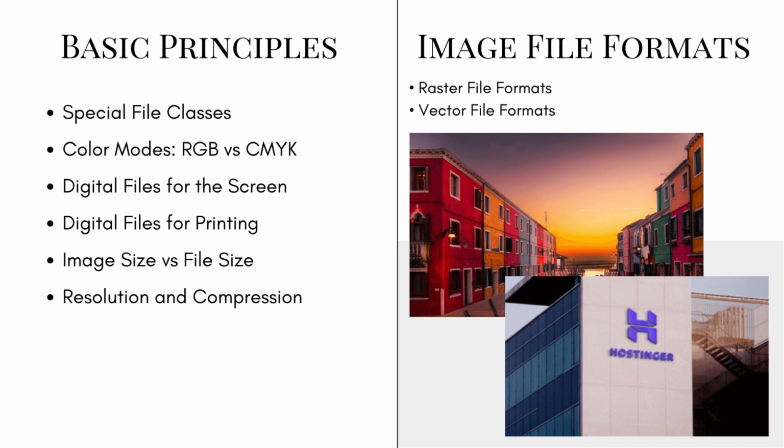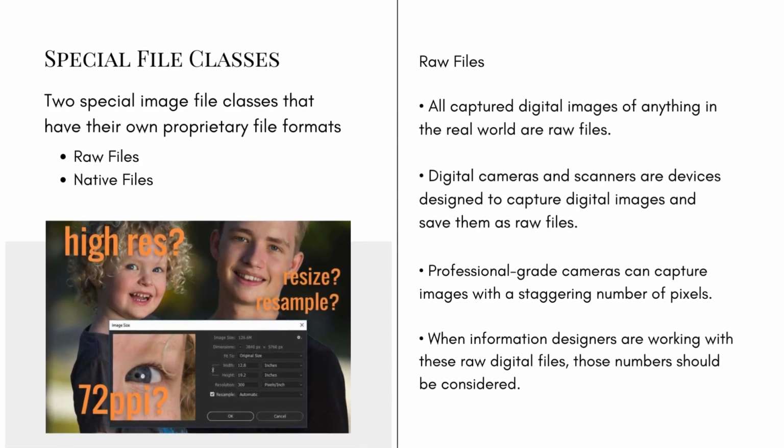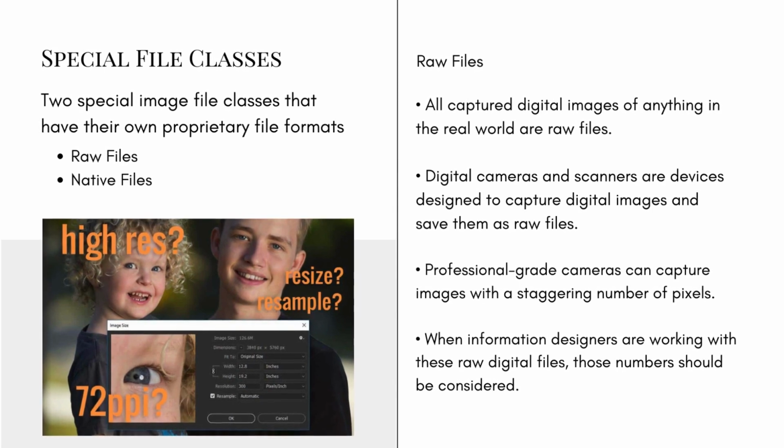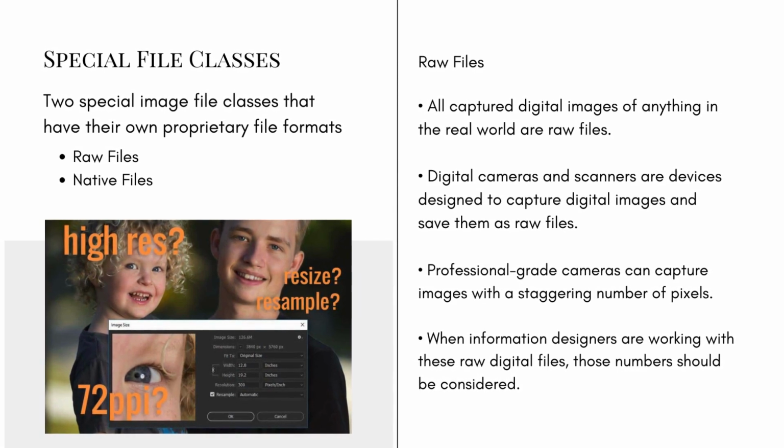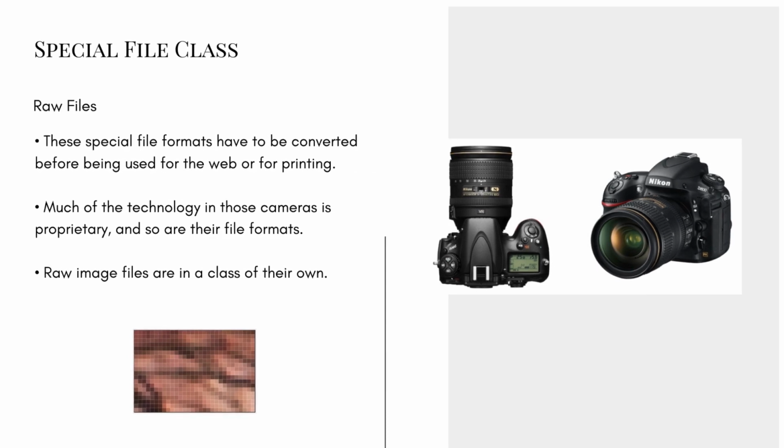Keeping in mind these basic principles, it may be easier to appreciate the distinctions between the major image file formats, which are raster file formats and vector file formats. All captured images of anything in the real world are raw image files. All digital cameras and scanners are raster image capturing devices and have a fixed number of pixels they can capture in one image. When we are talking about professional grade cameras, those numbers can be impressive. The number of pixels in an image is finite, and the maximum number of pixels in an image is dependent upon the device that captured the image.